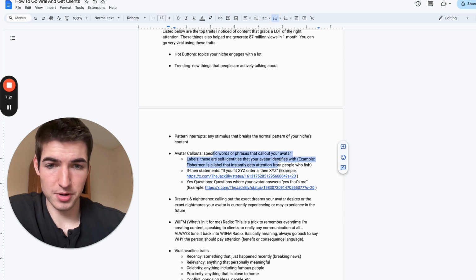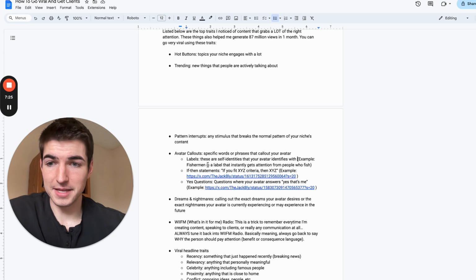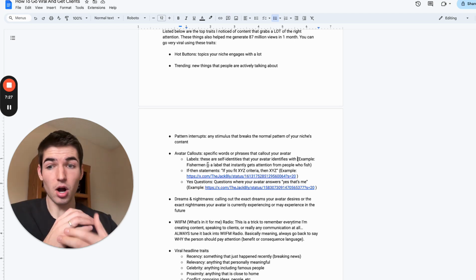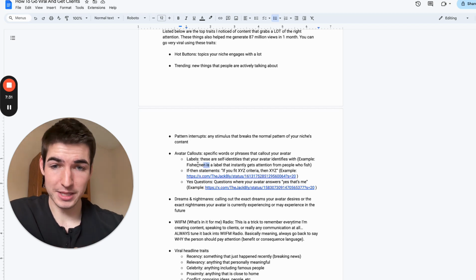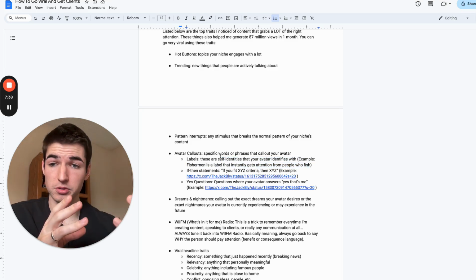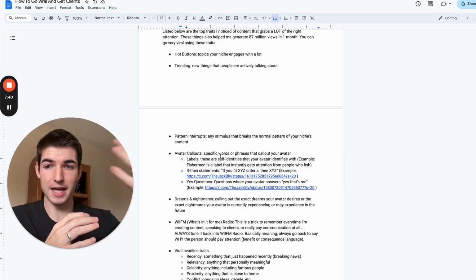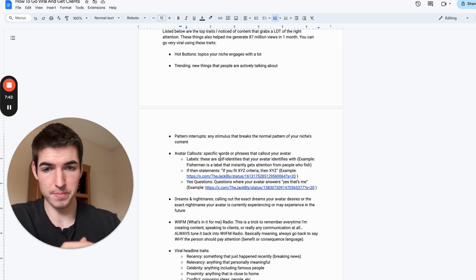This is self-identities that your avatar identifies with. For example, if there's a commercial and they call out fishermen, who is going to pay attention? Obviously people who identify with this label. This is instantly going to get attention from people who fish. So this is very straightforward. Just labels. What do these people identify as? If you say that word, obviously it's going to catch their attention more.